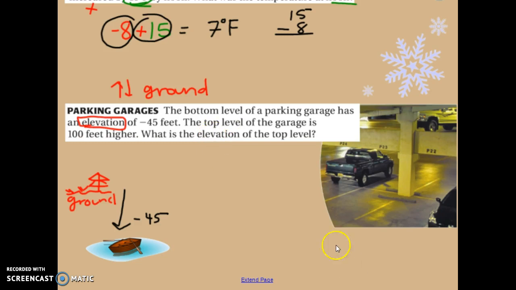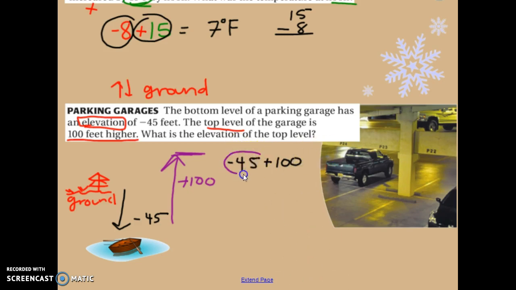And then it says the top level of the garage is 100 feet higher. So higher would be above or positive. So we're going up 100 feet. What's the elevation at the top? So they want to know, how do we get here? Well, first we started with a negative 45, and then we added 100. These are different signs, negative and positive, so we're going to subtract 100 minus 45.